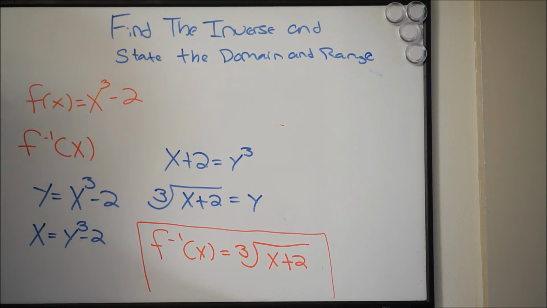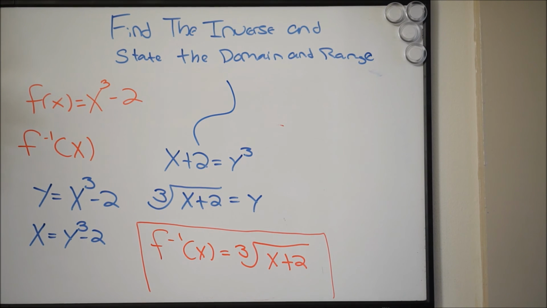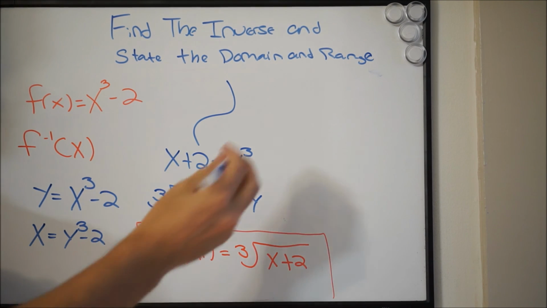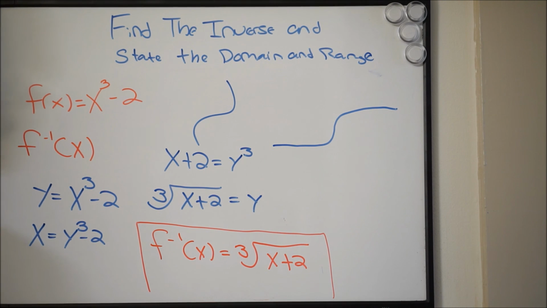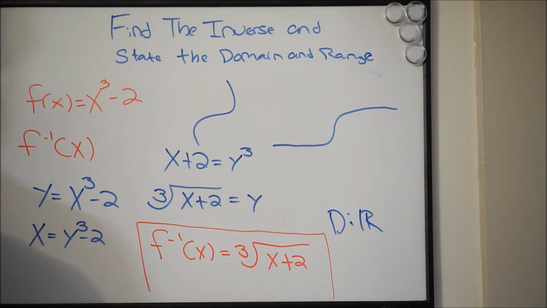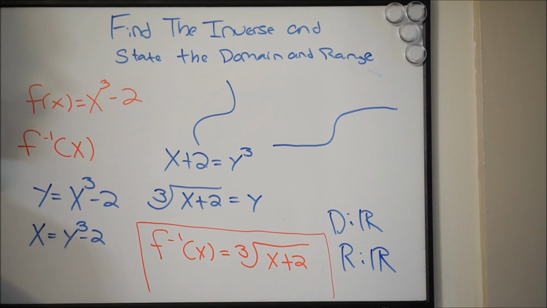Now we have to go ahead and state the domain and range. So again, if we go back to the graph of the cubic, we have something like this. And we know that we just took the inverse, so we essentially just replaced the x value with y and the y with x. So we know the graph of this inverse is going to look like this. And this tells us that the domain here is going to be all real numbers, and our range is also going to be all real numbers. And this problem is now complete.